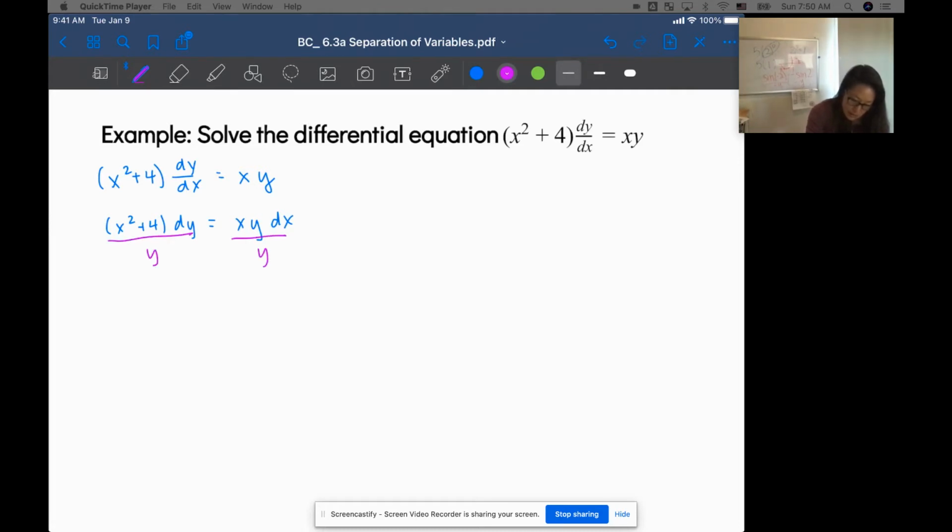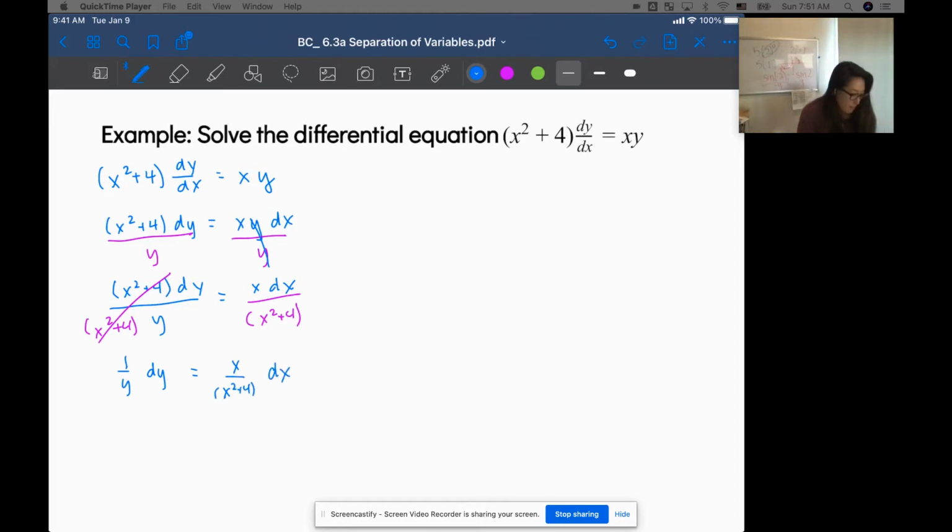and I get x squared plus 4 times dy over y is equal to x dx, and then I'm going to divide both sides by x squared plus 4 to move it. Okay, you can do that in one step if you wanted. Okay, so I get 1 over y dy is equal to x over x squared plus 4 dx. Okay, now we integrate.